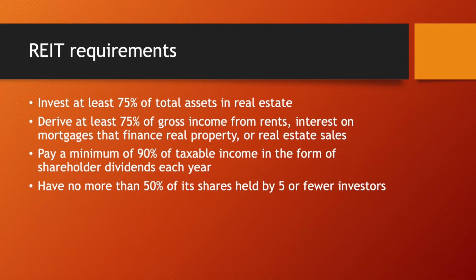In order for a company to be considered a REIT, here are some of the requirements that are needed in order for them to be registered as one. So they must first invest at least 75% of total assets in real estate, and they should also derive at least 75% of their gross income from rents, interest on mortgages that finance real property, or real estate sales. A REIT is required to pay a minimum of 90% of taxable income in the form of shareholder dividends each year. And a REIT should have no more than 50% of its shares held by 5 or fewer investors.